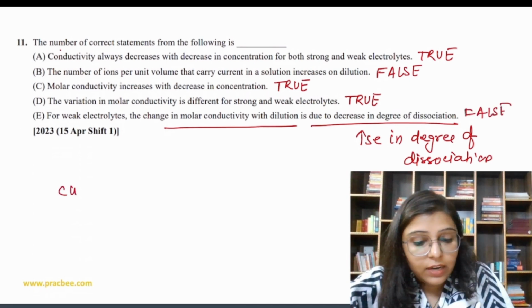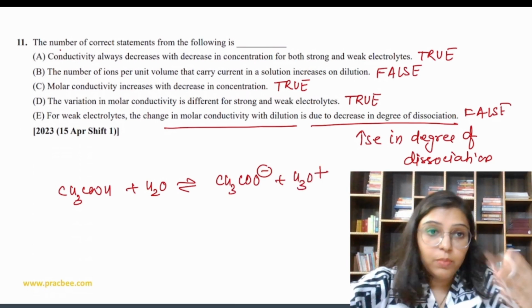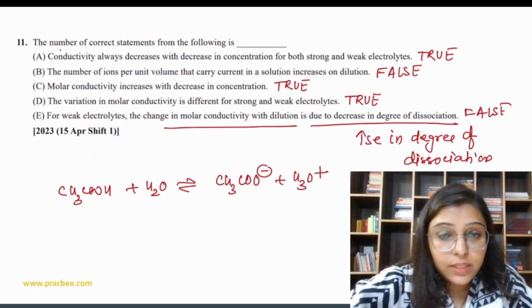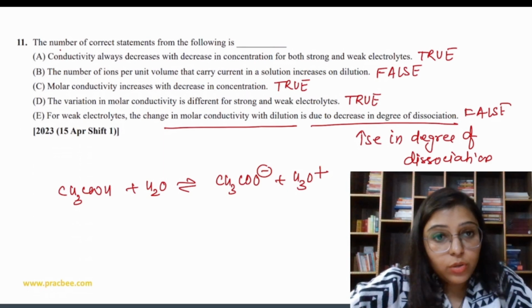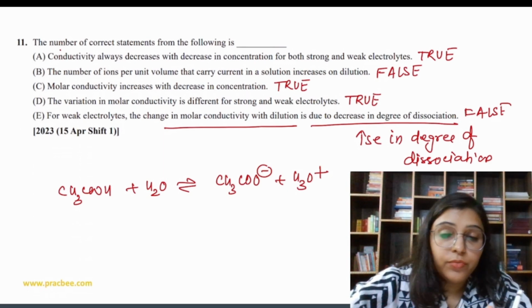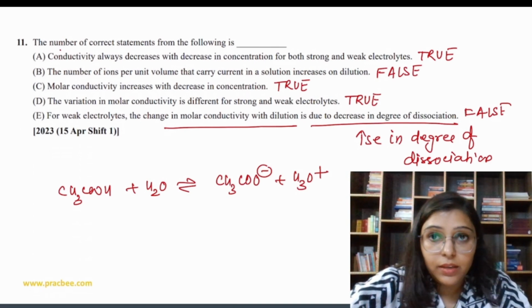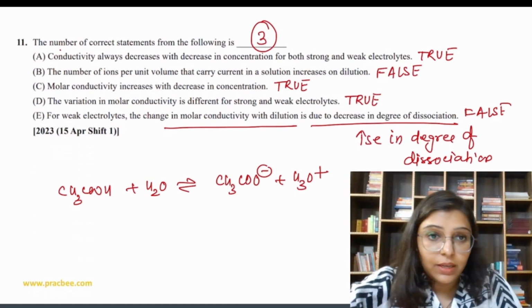Because if we have a weak electrolyte, suppose CH3COOH, on adding water it dissociates into CH3COO minus and H3O positive. If you add more water, then what happens? As per the Le Chatelier principle, the reaction moves in the forward direction and we have more ions, right? So this is false. Out of 5 statements, how many are correct? 3 statements are correct.